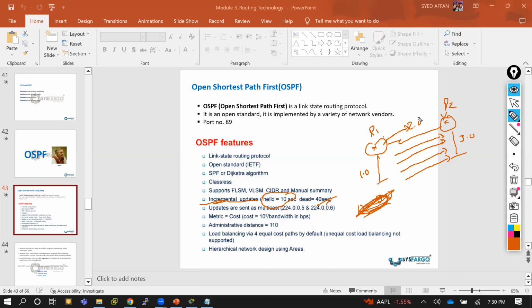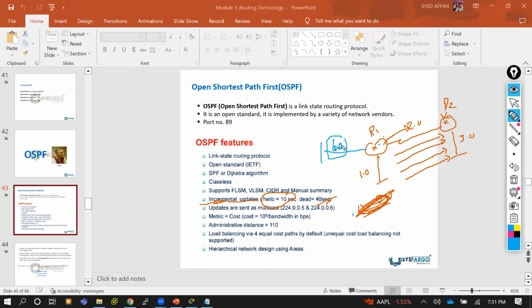Incremental means only if any changes are made. For example, when they formed the neighbor relationship, only the 10.0 network was there. After forming the neighbor relationship, we add one more network into router 1, the 4.0 network. Now router 1 is going to update this 4.0 network, or else it sends only hi, hello. Whenever it is communicating the hello packet to the other router, it also updates: boss, we have one more new network, the 4.0 network is added. If you want, take this information. That is what incremental means: when changes happen here.